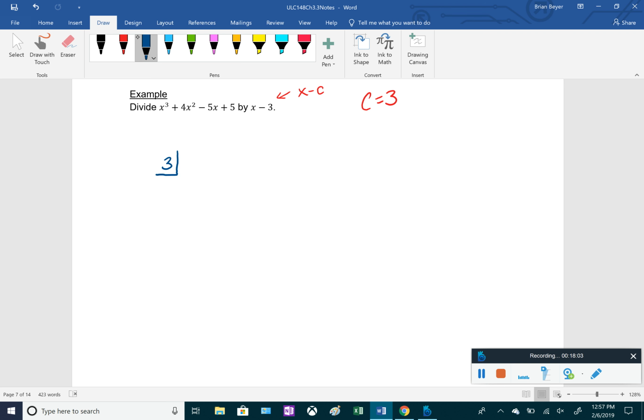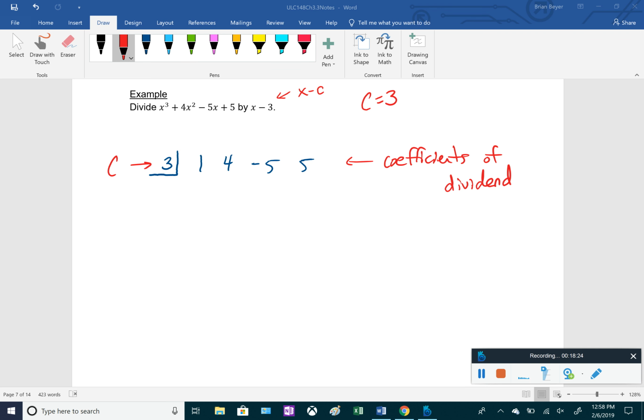This matters because we're going to start off by using that. We're going to take that 3, that value of c, and box it in like this. So this is our value of c. Next to that, we're going to write the coefficients of the dividend in the correct order. So the coefficients are going to be 1, 4, negative 5, and 5. And those are the coefficients of the dividend. Next, we're going to leave room for another row underneath it and draw a little line, which is kind of like an equals line.